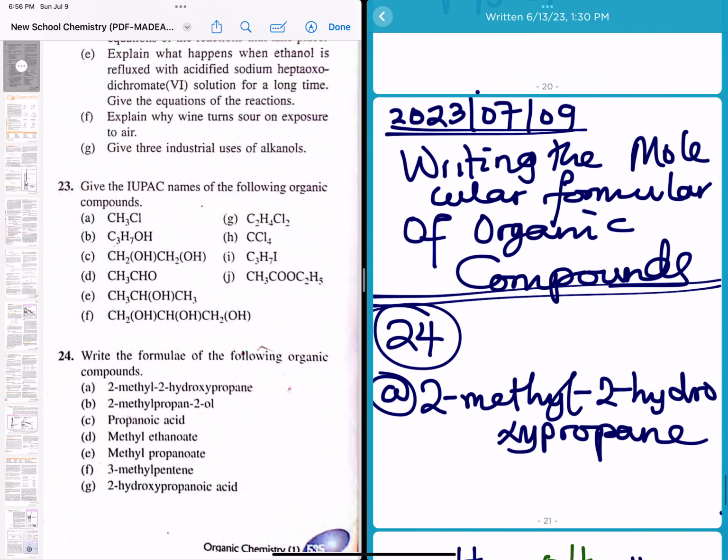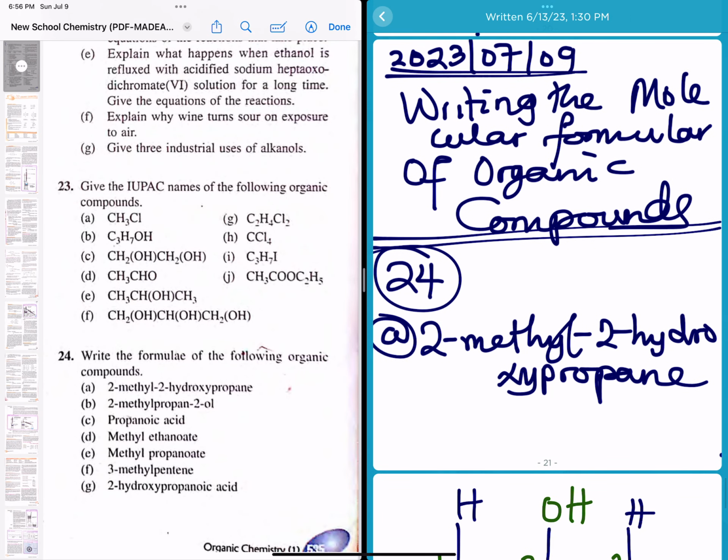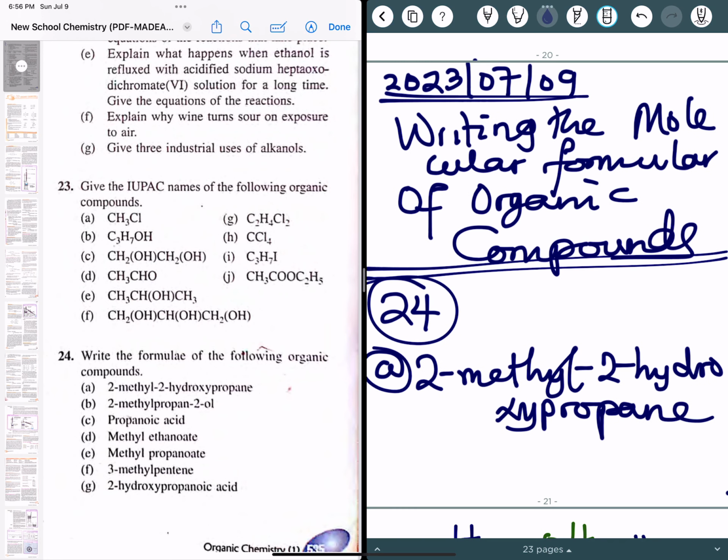Now, writing the molecular formulae of organic compounds. The first question here is 2-methyl-2-hydroxypropane.